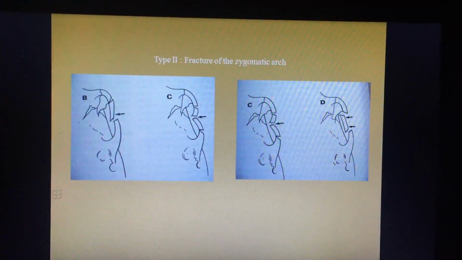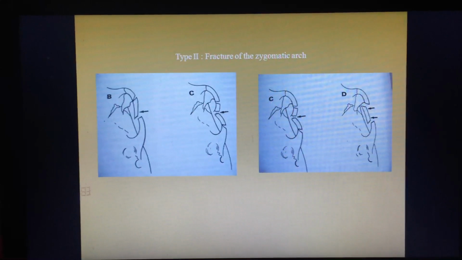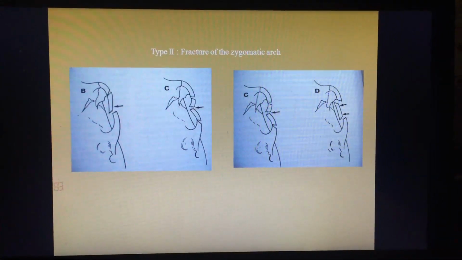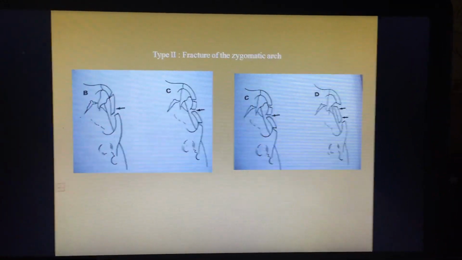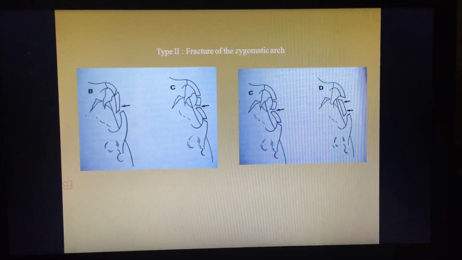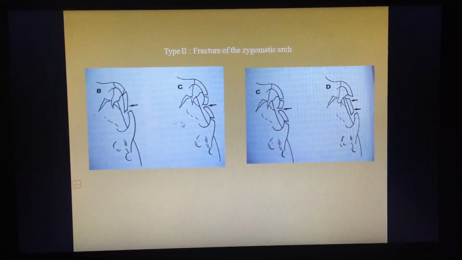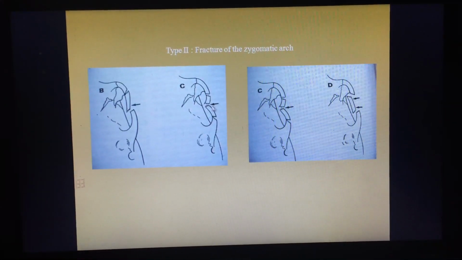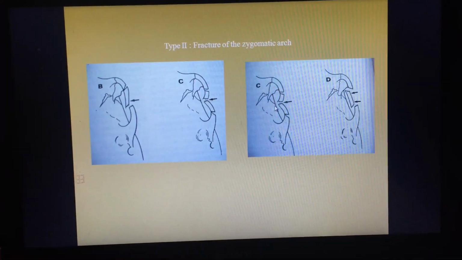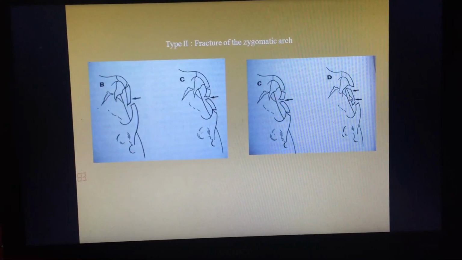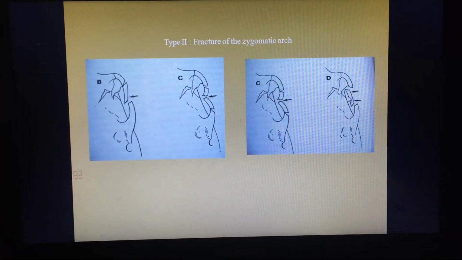Now, as per the classification system, we are going to talk regarding the individual fractures. In this, there is a fracture of the zygomatic arch. This is a type 2 fracture. Here we are able to see the zygomatic arch, and the zygomatic arch is fractured and moved medially. That is the medial ribbon of the fracture of the zygomatic arch has been seen.